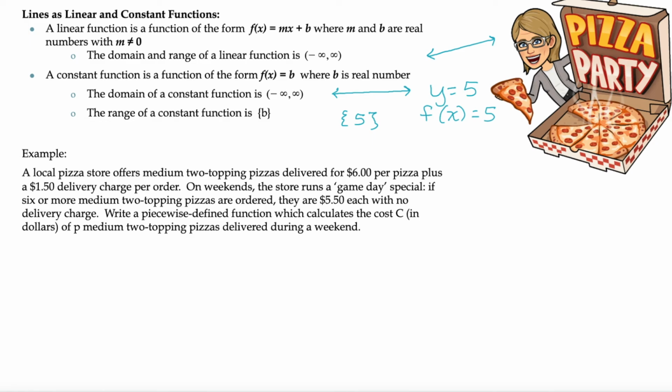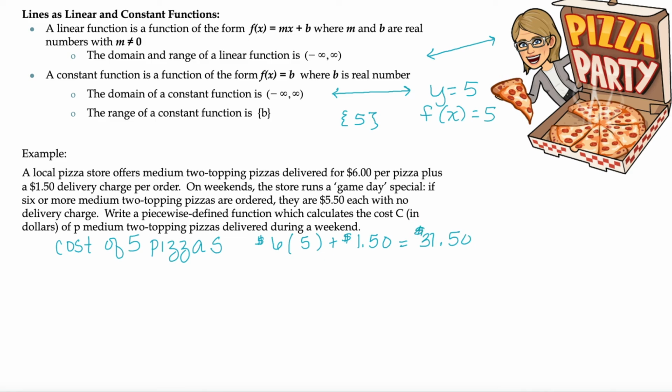So let's say I wanted to find the cost, just to kind of understand the problem, of 5 pizzas. It says if I have 6 or more, I have one function, but if I have less than that, I have a different one. So if I had 5 pizzas, it's going to cost us $6 times those 5 pizzas plus the $1.50 delivery charge to give us $31.50. That would be the total.